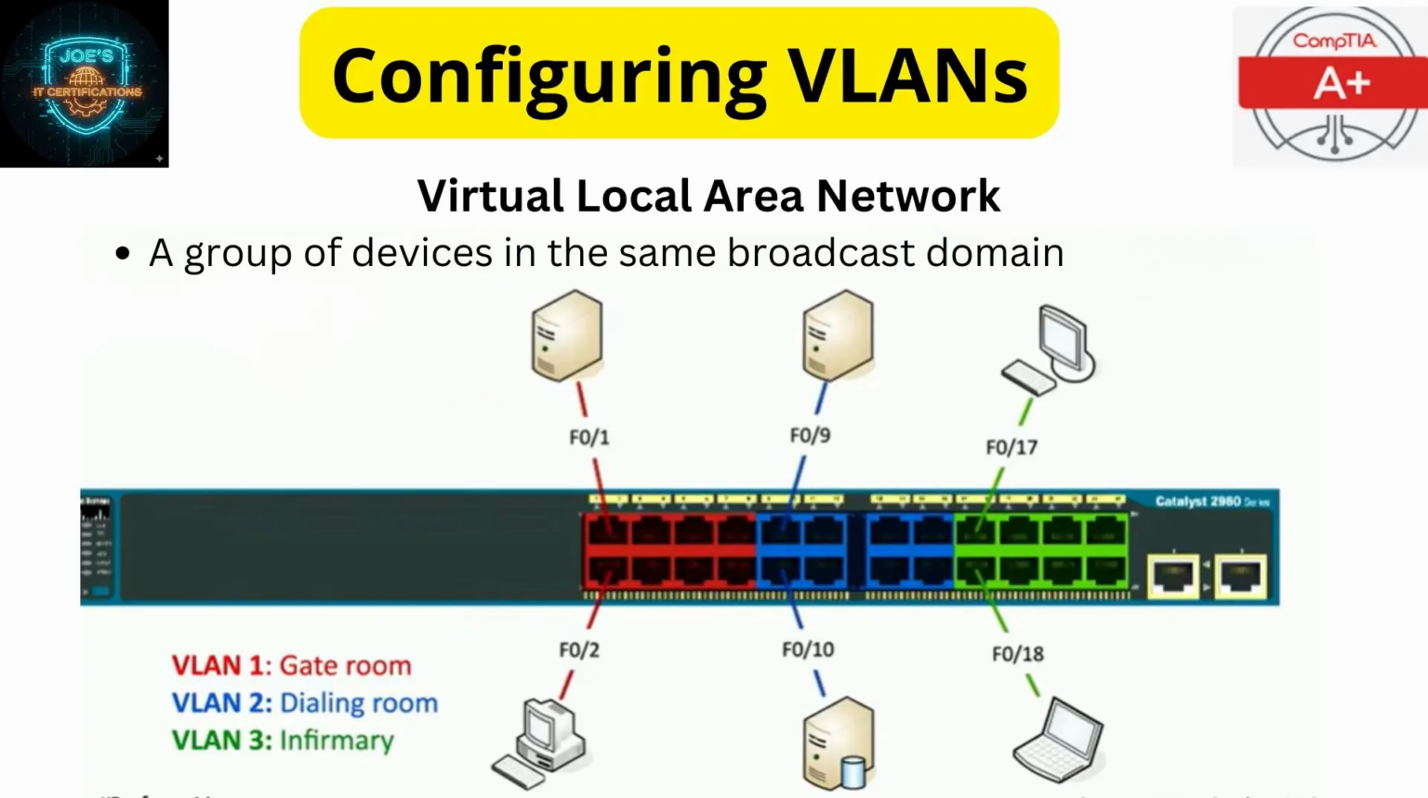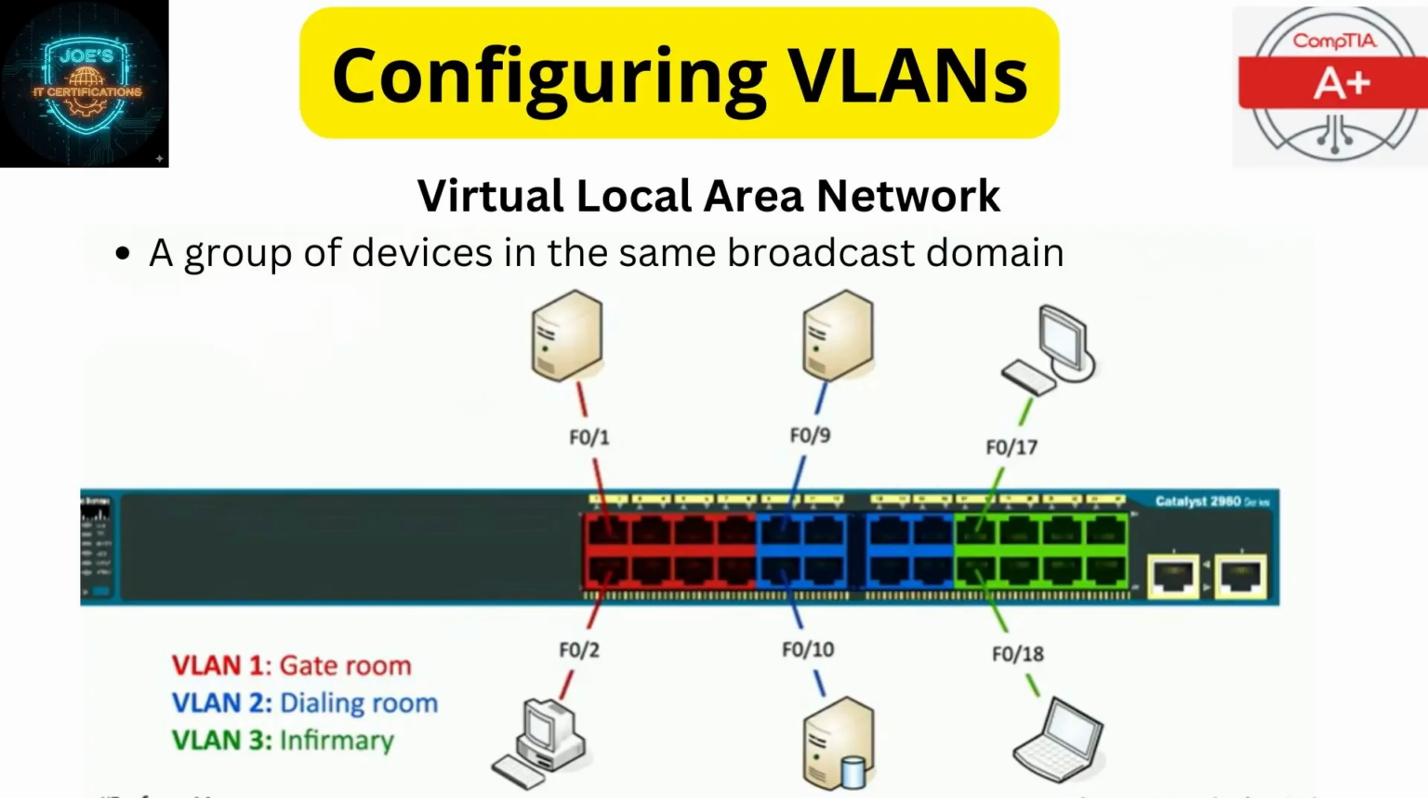This particular switch has been configured with 3 separate VLANs, and we can have some devices connected to VLAN 1, which is the gate room. We have other devices that are connected to VLAN 2, that's the dining room, and then VLAN 3 is the infirmary. The devices on one VLAN are not able to communicate to devices on the other VLANs because they have been put into a completely separate broadcast domain.